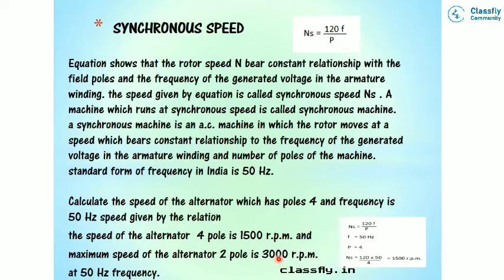So the simple thing is that synchronous speed is the speed Ns that shows the relationship with the field poles as well as the frequency generated by the armature winding. I hope you understood synchronous speed. You just need to remember this equation for solving numericals, and whenever any machine moves at synchronous speed, that machine is known as a synchronous machine.